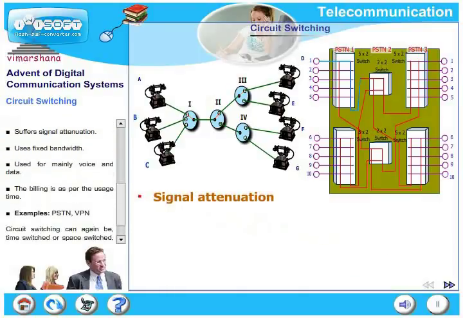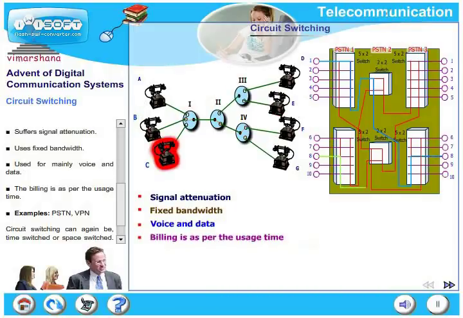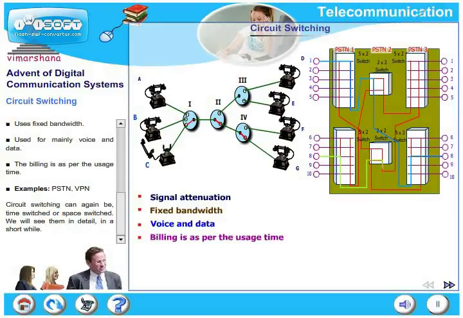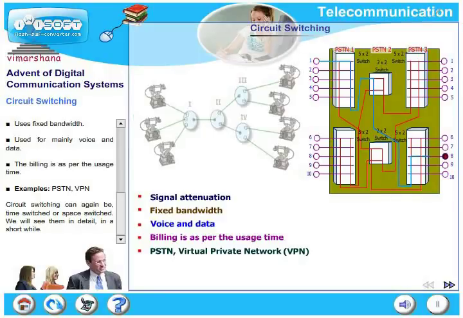Circuit switching suffers signal attenuation. Circuit switching uses fixed bandwidth. It is used for mainly voice and data. The billing is as per the usage time. And some of the examples of circuit switching are the famous PSTN, virtual private network and so on. Circuit switching can again be time switched or space switched. We'll see them in detail in a short while.